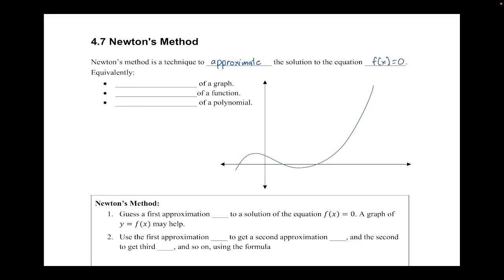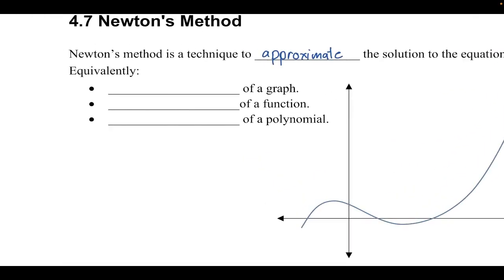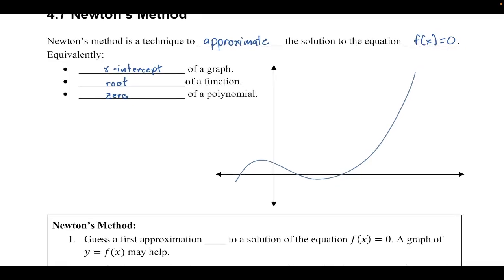In other words, whenever you're solving f of x equal to 0, what we're doing is we're solving for the x-intercept of the graph, or you could think about it as the root of a function, or the 0 of a polynomial. So I may use these interchangeably throughout the lesson. If we look at this right here, the graph of some polynomial is given. It has 3 x-intercepts, roots, or zeros, and our goal is essentially to find this one.